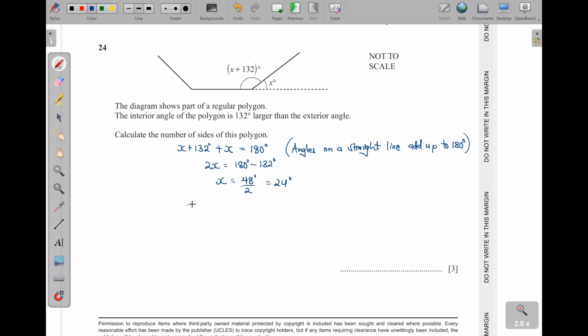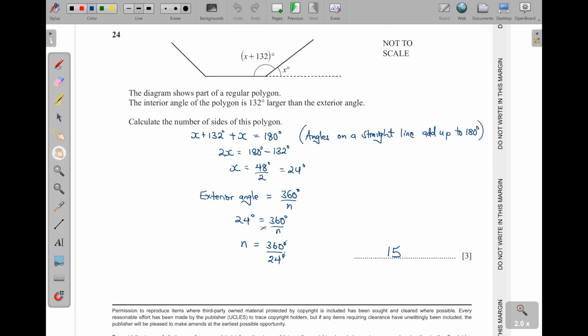Now that is the exterior angle. And we know that the exterior angle of any regular polygon, it is equal to 360 degrees divided by n. So this is 24, which is equal to 360 divided by n. When we cross multiply, n is going to be equal to 360, then divide by the 24 degrees. So the degree will cancel, okay? And then we shall get this one as 15. This has been it for this part of the paper.